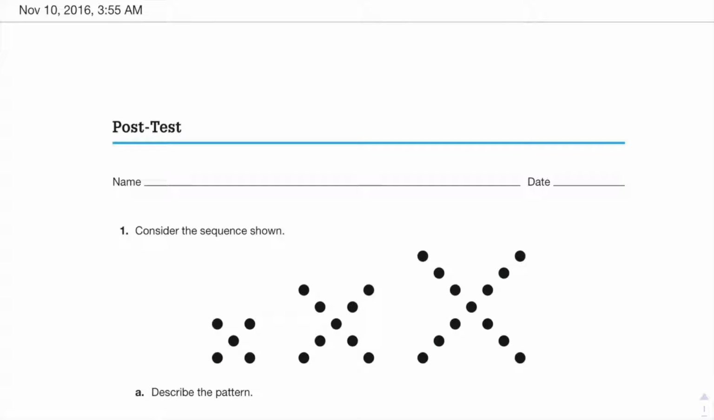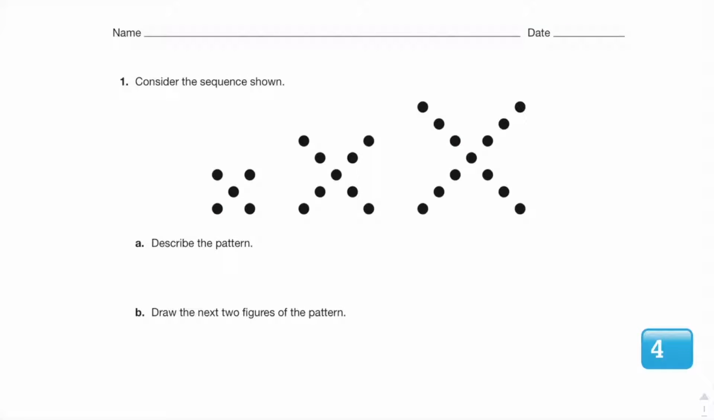Hello everyone. Today we're going to go over the chapter 4 review. So let's get started. Number 1 says consider the sequence.